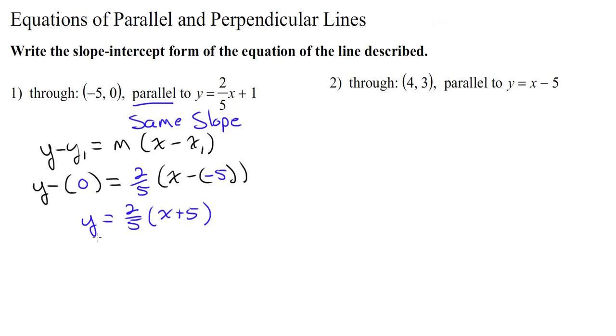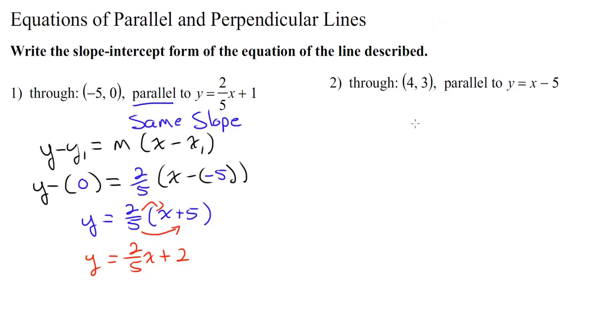Now to finish off, we want to write this in slope-intercept form, so all we need to do here is distribute. So 2/5 times x is 2/5 x, and 2/5 times 5 is 2. We bring down the y, and here is our answer. Y equals 2/5 x plus 2.